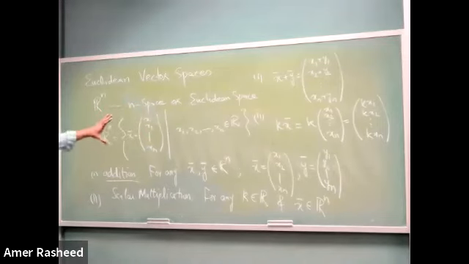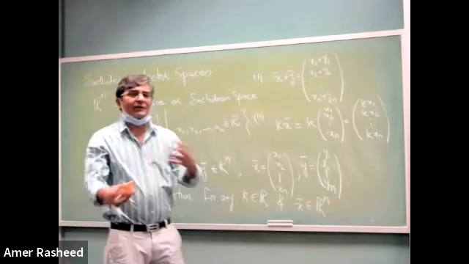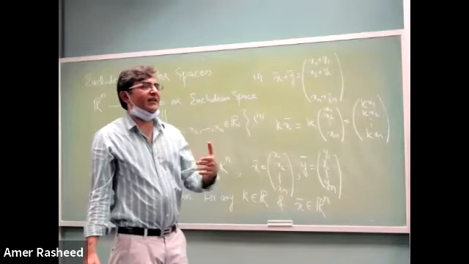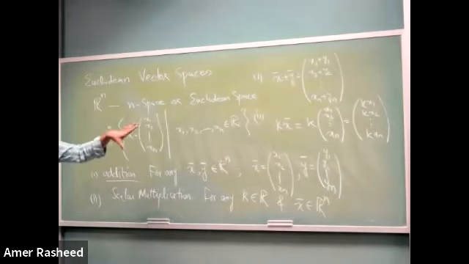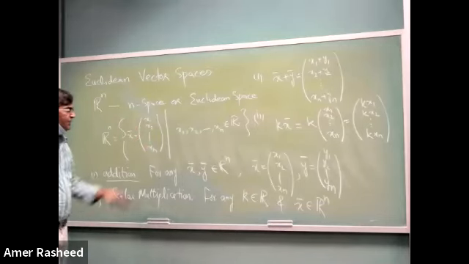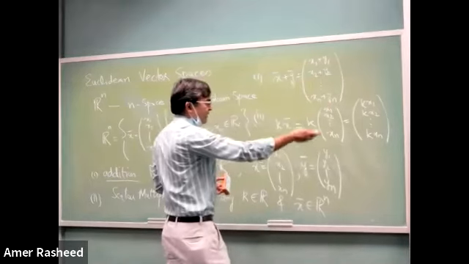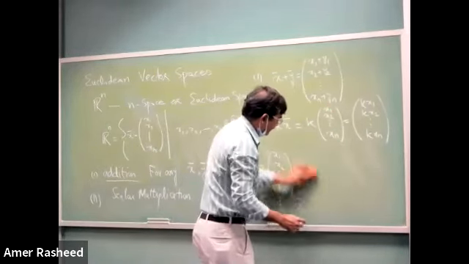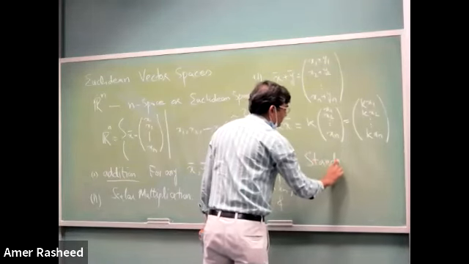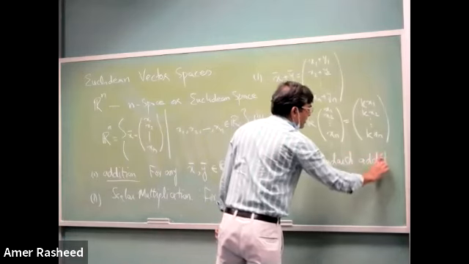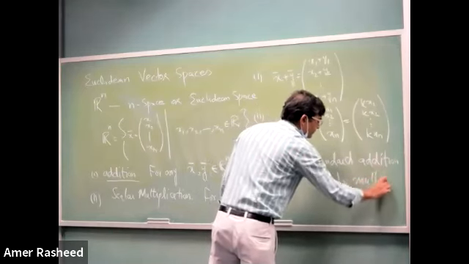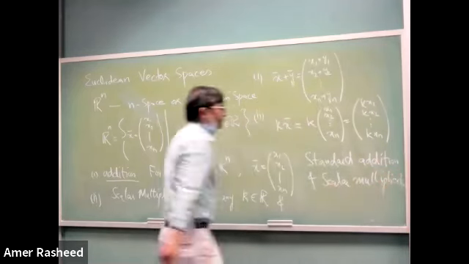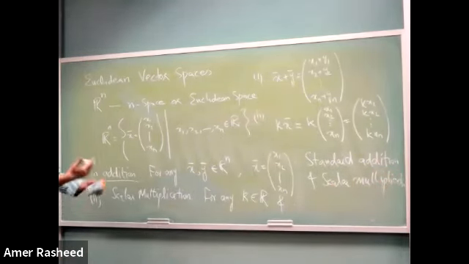So this is how we define Euclidean space, how we add any two elements of Rn, and how we multiply a scalar with a vector. If you have any question, you can ask me. Just look at these basic definitions. This is called the standard addition and scalar multiplication. This is how we usually add elements of Rn and multiply by a scalar.